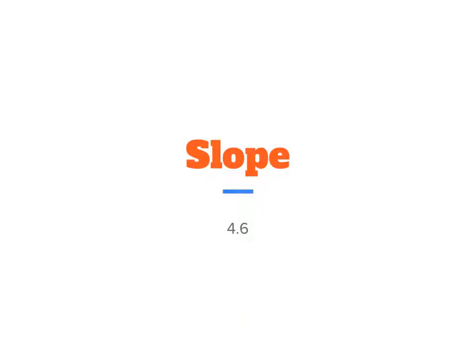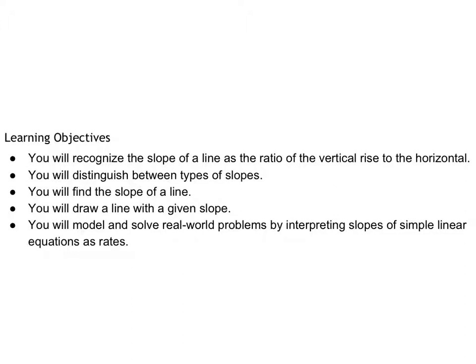Welcome to 4.6. Today we're going to talk about slope. Our learning objectives: recognize the slope of a line as a ratio of the vertical rise to the horizontal run, distinguish between types of slopes, find the slope of a line, draw a line with the given slope, and model and solve real-world problems by interpreting slopes of simple linear equations as rates.